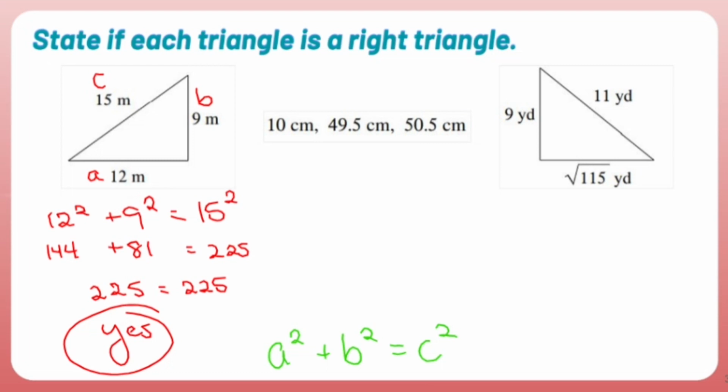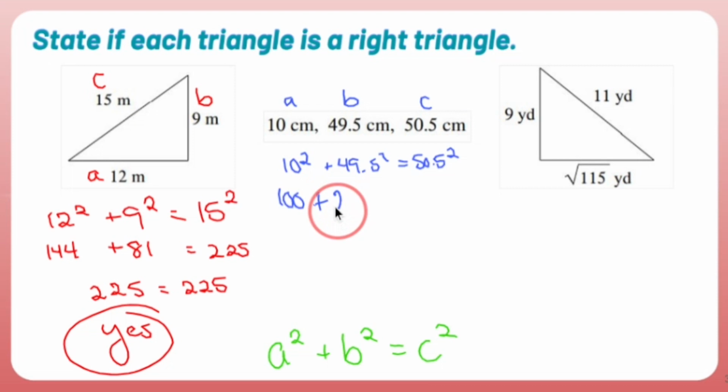Okay, let's try it again. So I have to label A, B, and C. Which one has to be A, B, or C? Well, A and B doesn't matter as long as you call the longest side C. So I'll call you A and I'll call you B. So 10 squared plus 49.5 squared has to equal 50.5 squared. 10 squared is 100.